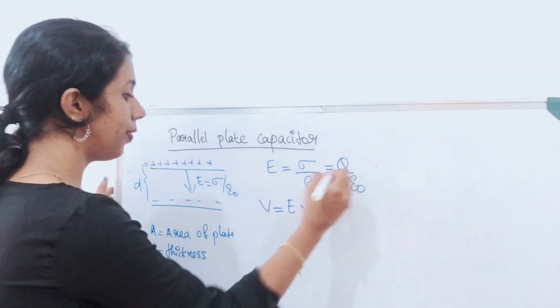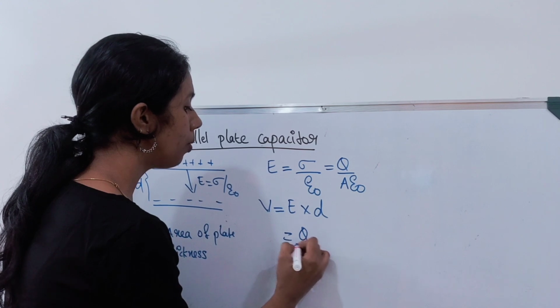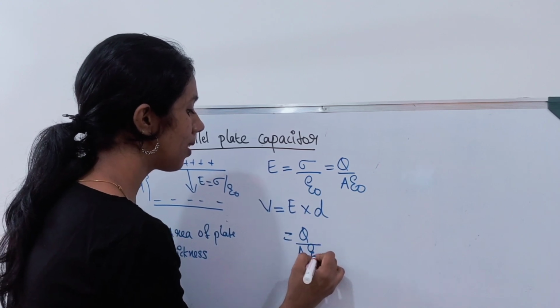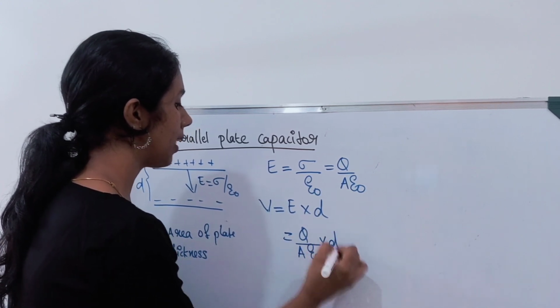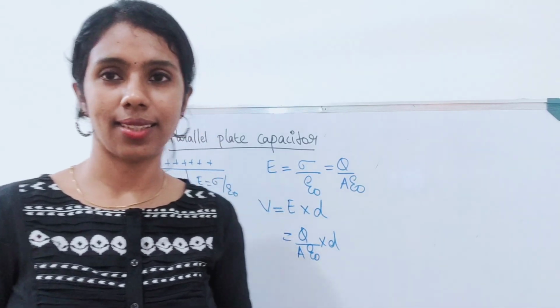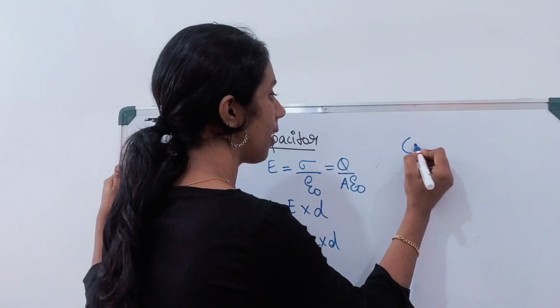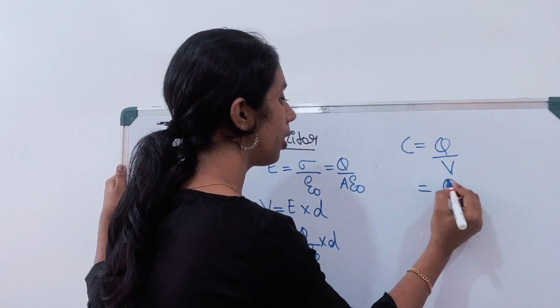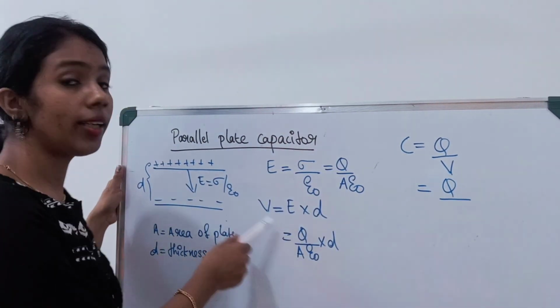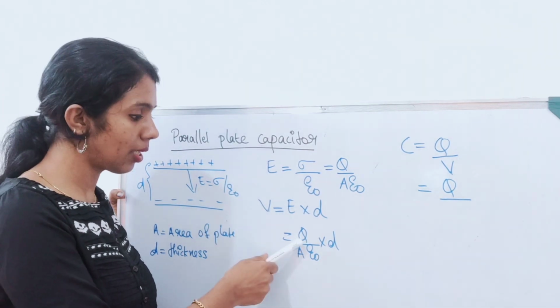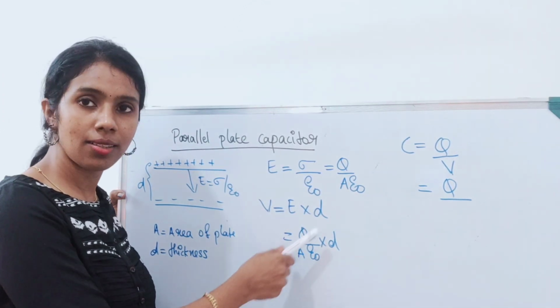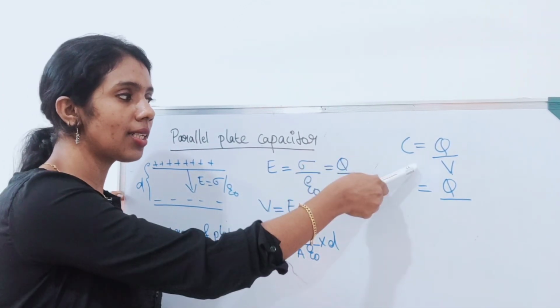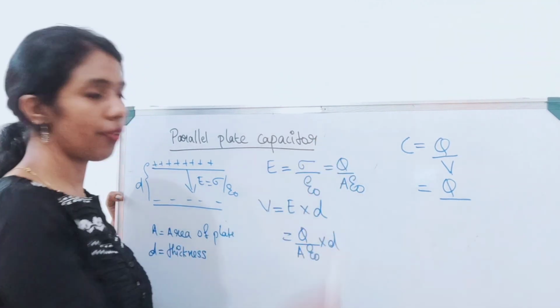Instead of electric field, I can write the equation Q by A epsilon 0 into d. The equation for capacitance: C is equal to Q divided by V. We got our equation for V, that is Q divided by A epsilon 0 into D. This equation can be substituted in the equation of capacitance.